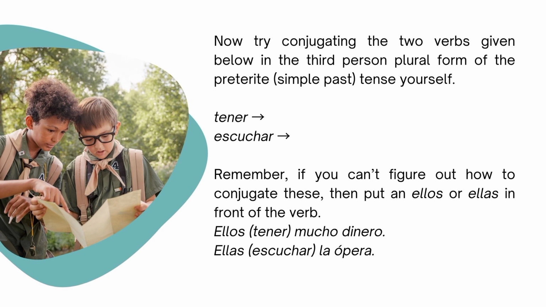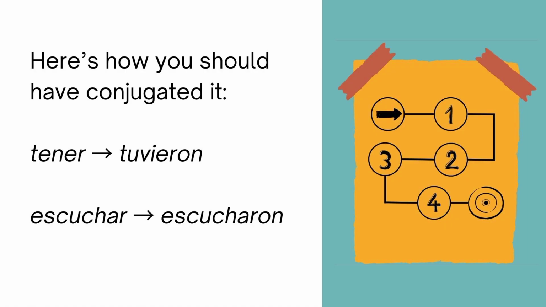Now try to conjugate the two verbs given below in the third person plural form of the preterite simple tense: tener and escuchar. Remember, if you can't figure out how to conjugate these, then put ellos or ellas in front of the verb. Here's how you should have conjugated them: tener, tuvieron; escuchar, escucharon.